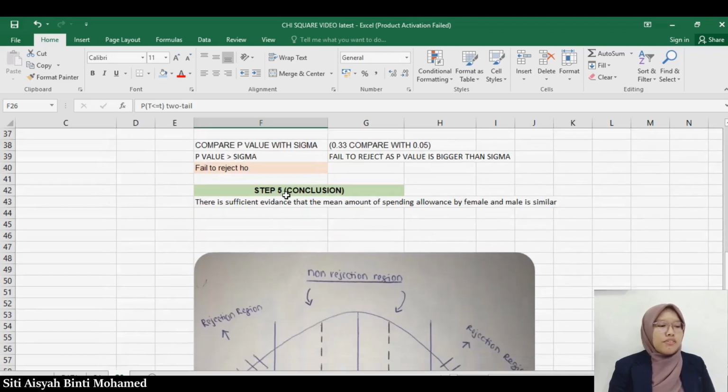And lastly, step 5, which is the conclusion. We can conclude that there is sufficient evidence that the mean amount of spending allowance of female and male is similar.